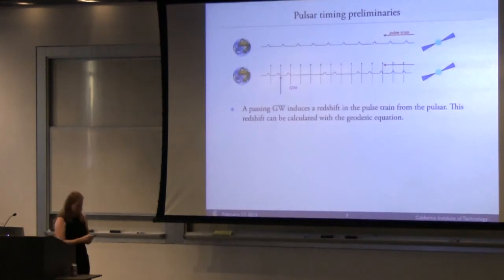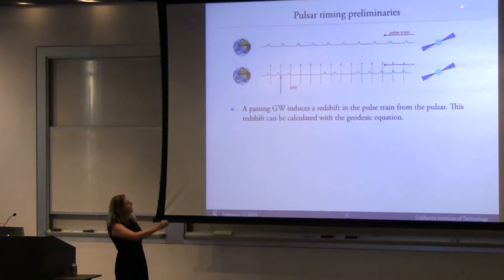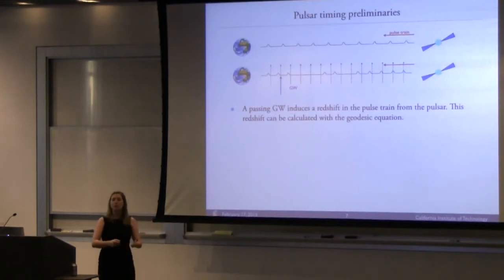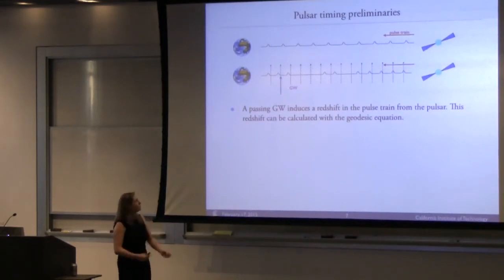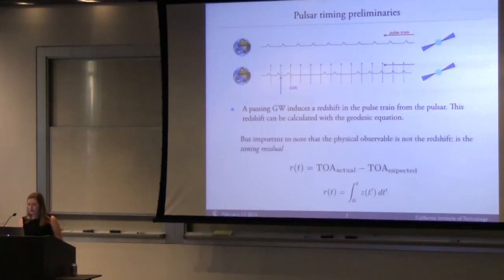Now, we're sitting on the Earth all the time doing kind of the Jodie Foster thing with our radio telescope, and so we have this pulse train with signals from the pulsar being emitted, just like an atomic clock signal for millisecond pulsars. But if a gravitational wave passes somewhere in the space between the Earth and the pulsar, like this purple line here, that gravitational wave induces a redshift in the pulsar's signal. You can go and look at your old GR textbook, take out the geodesic equation, and figure out exactly what that redshift is.